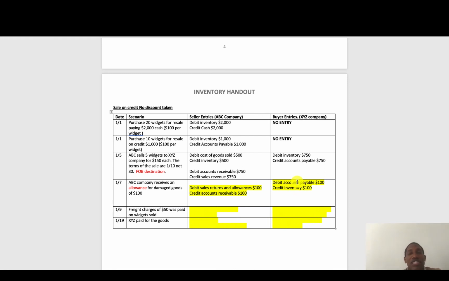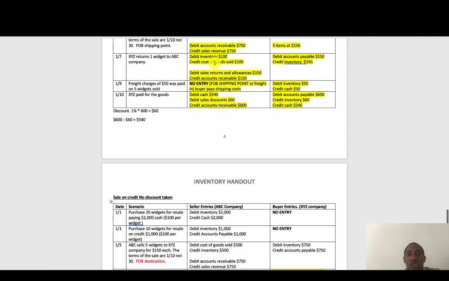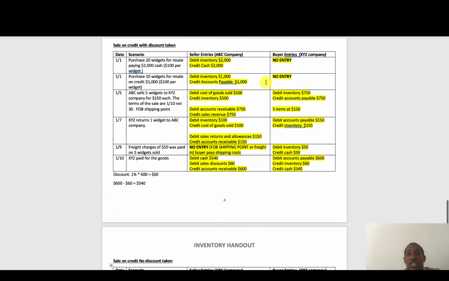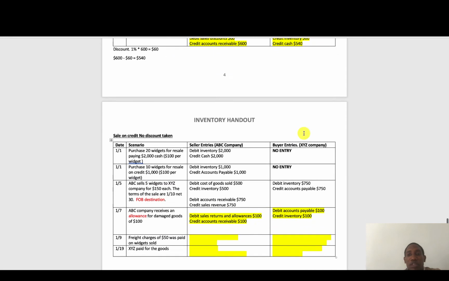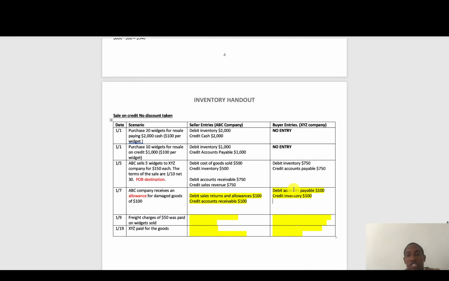$100. There's $100 less that XYZ Company has to pay. So I want you to compare, when you look at the handout, the differences between the journal entries for an allowance and a return. One of the things you'll notice is for XYZ, when you have an allowance and a return, it's the same entry. You debit accounts payable, you credit inventory for whatever the amount is. So the entry doesn't change here.